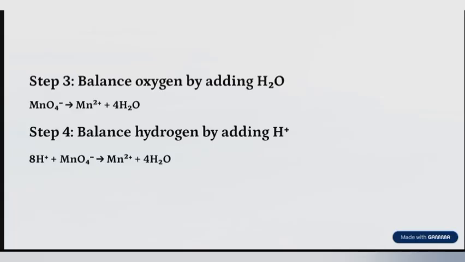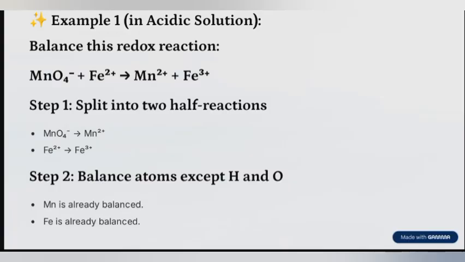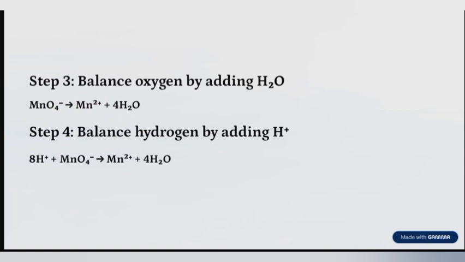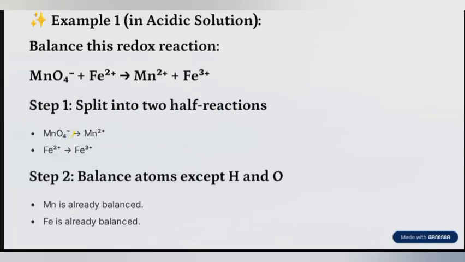So the third step now is to balance oxygen by adding H2O. So you balance oxygen by adding H2O. So we'll check this reaction. Which of them has oxygen? It's only this one that has oxygen. So meaning that it's only this one we are balancing oxygen on. And on this one, we have 4 oxygens.